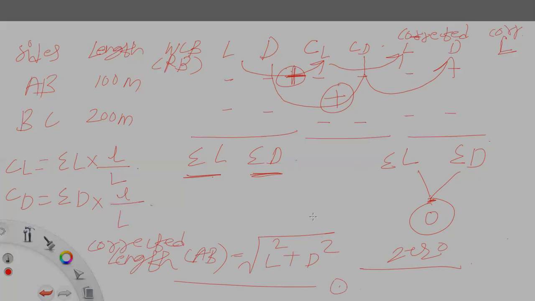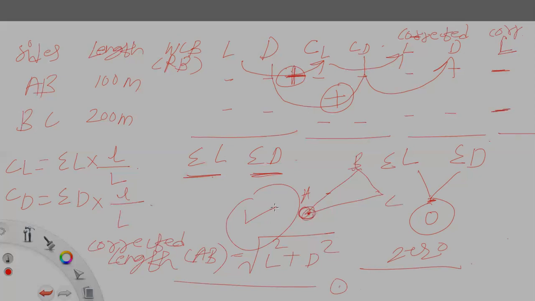So by applying this formula, you will get the corrected value of lengths of all the sides, and after that you will plot the traverse, whatever traverse you were having, such as A, B, C. This traverse you will plot, and your starting point will match with the ending point. Okay, so in this way, the error is eliminated and 100% correction is applied by using the Bowditch method. Okay, so this is all about the Bowditch method.